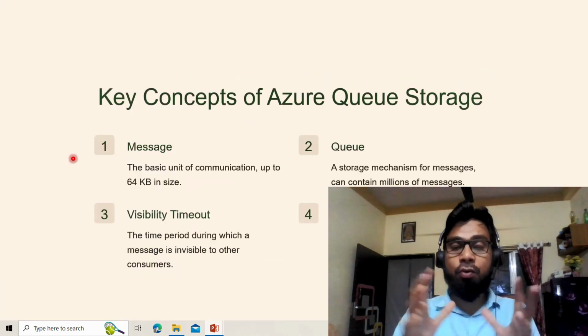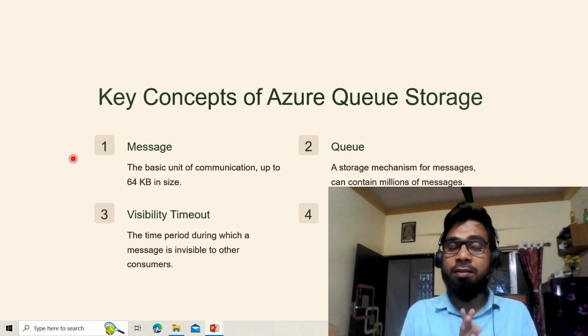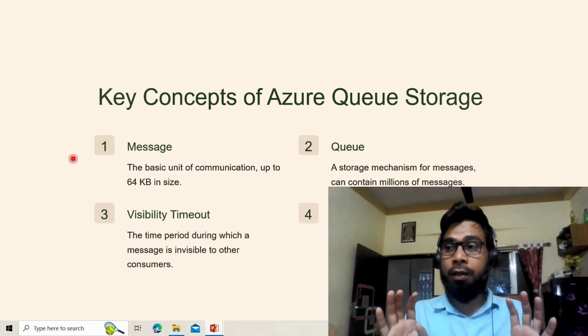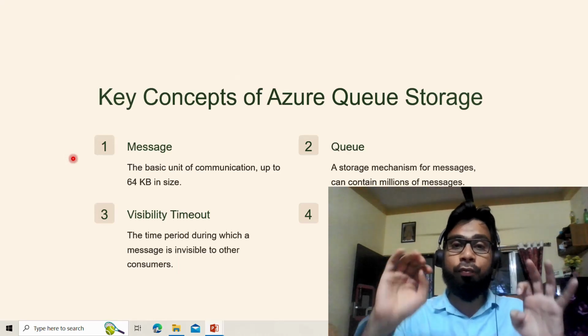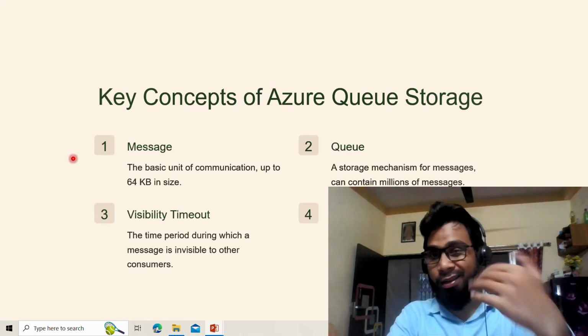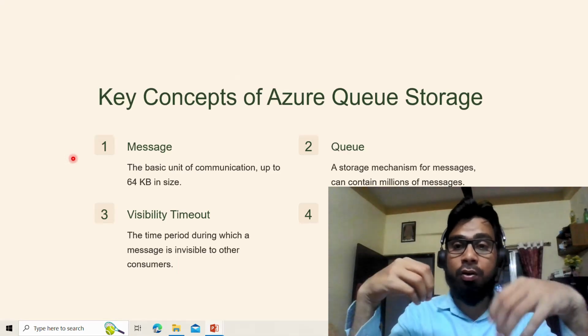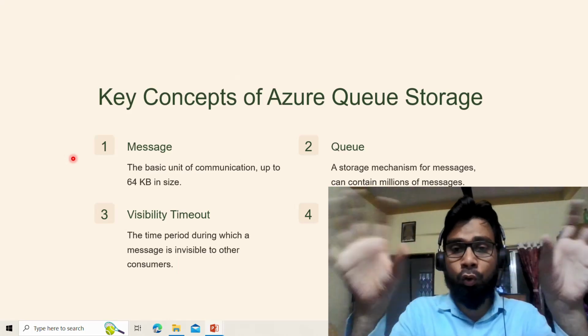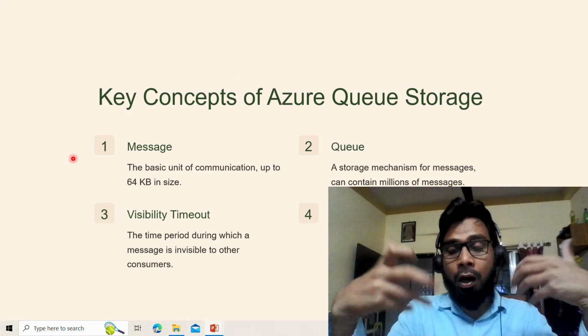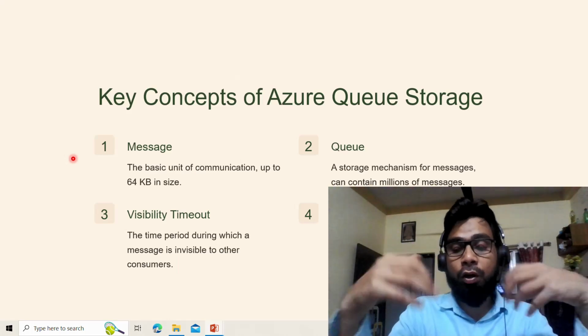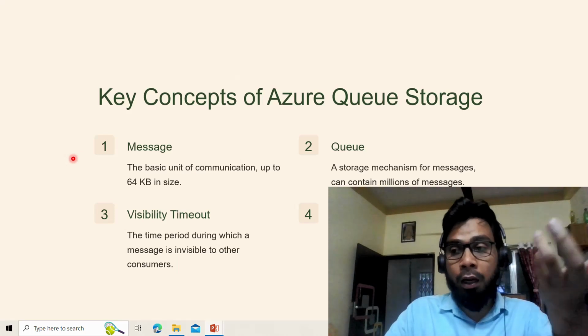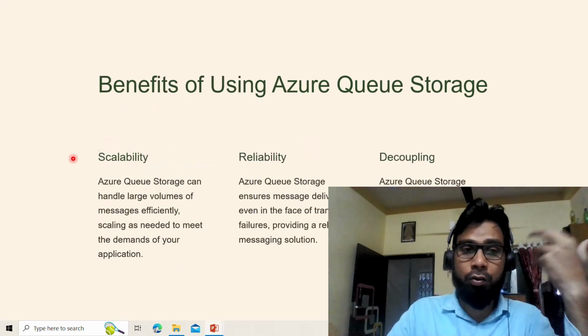Now the main key concept of Azure Storage Queue is the message size. For the basic or primary tier, it is 64 KB that we can send per message. The queue can contain millions of messages, so there is no limit, and we can control how messages will flow. If a message is not able to be sent, where the message will stay, we can control that basically.